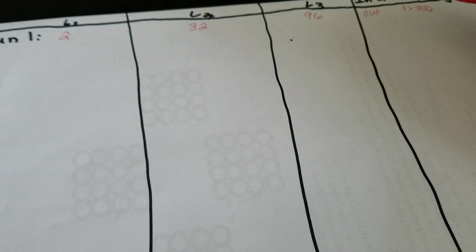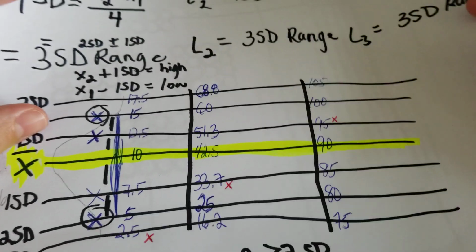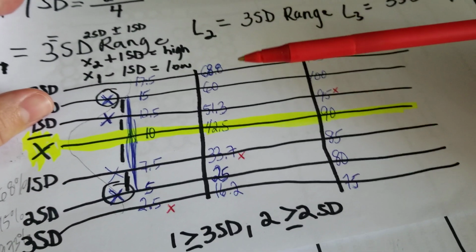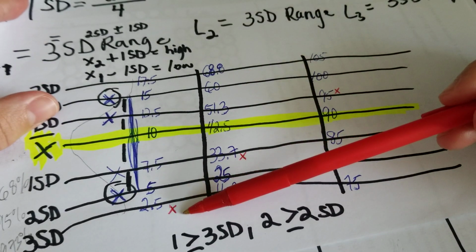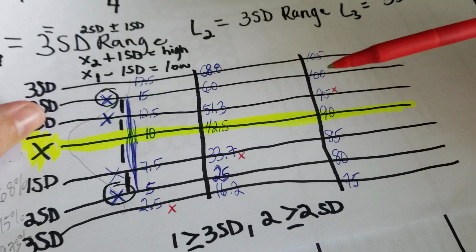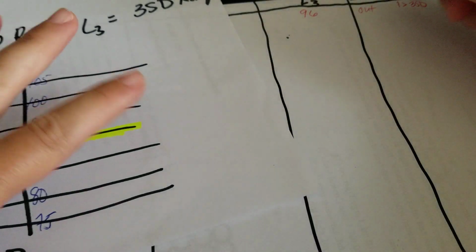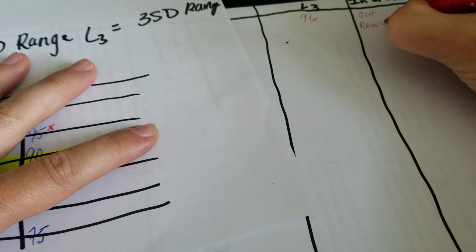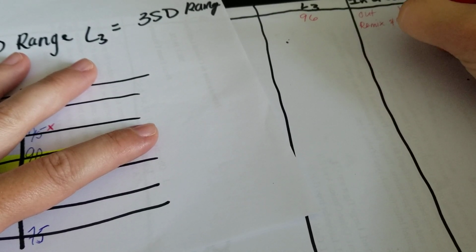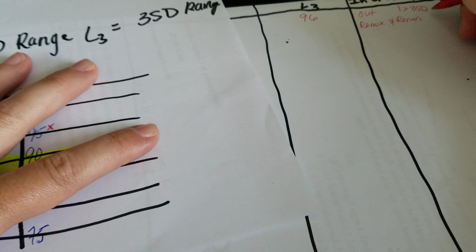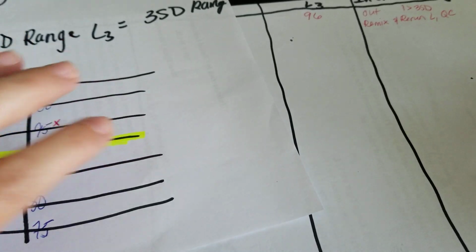So we could end up remixing and rerunning just the first level because that was the one that was out. The others are within 2 SD range, so that's awesome. All right, so the next thing we're going to do is remix and rerun the original QC, level 1 QC.